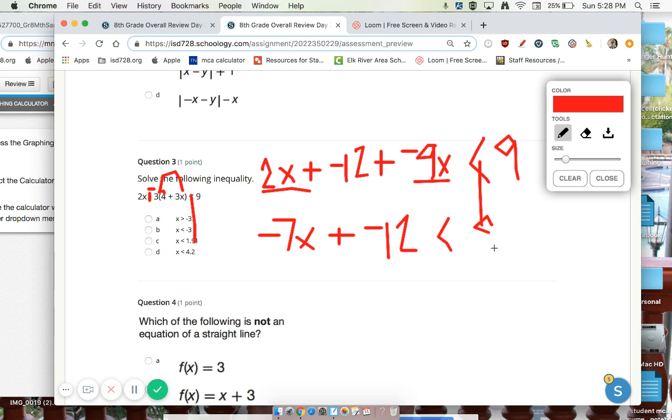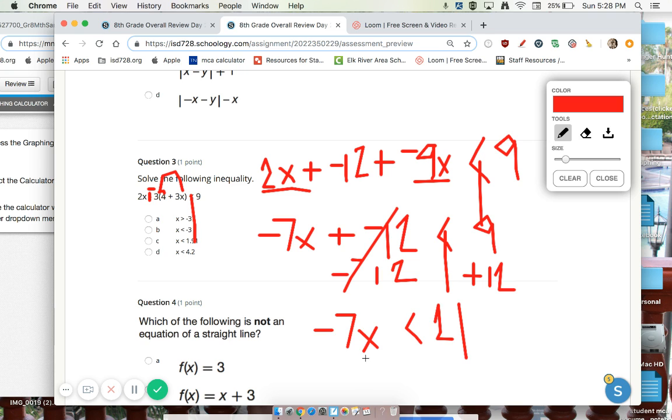All right, now I'm going to move what's not sticking to it. So I'm going to minus a negative 12. So take away a negative 12, or you could just think of it like add 12. And you add 12 over, and I have that canceled out. Negative 7x is less than 21.